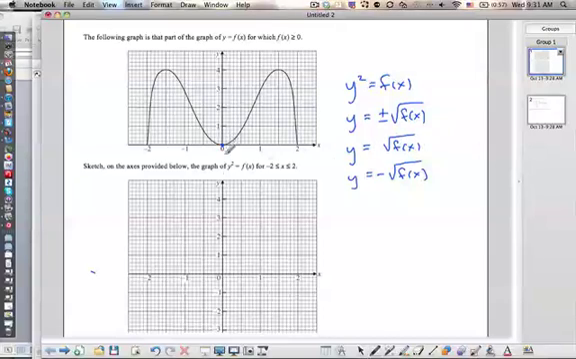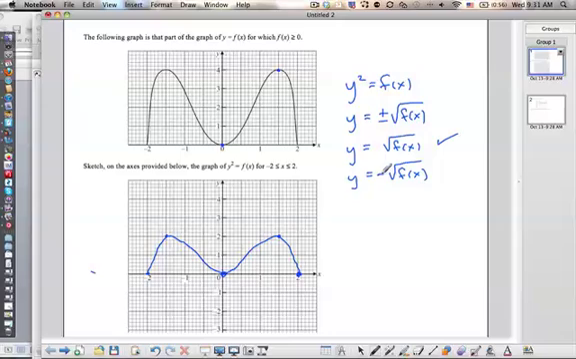So the square root of 0 is 0, so it goes through here. You see right here it goes through about 1.5 and 4. So if I take the square root of 4, that's 2. And then if we take the square root of 0 again, we get 0. And the same thing over here, goes to 2 and goes to 0. So it should look something like this. Okay, so that's this one.